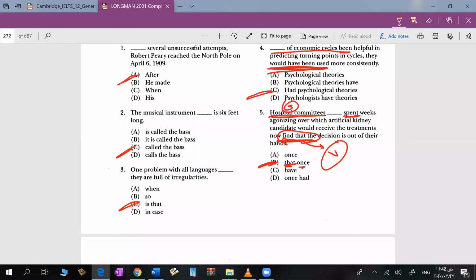But before we did that, we should not put more than one connector in the sentence. Here we have that, and we have not more than one connector for the clause. Look, hospital committees that once spent weeks, here that comes with its subject and verb. Agonizing over what? Over which artificial kidney candidate, here which also came with its subject and verb. So it's perfectly okay. You can have as many connectors as you wish, provided that every connector comes with its subject and verb.